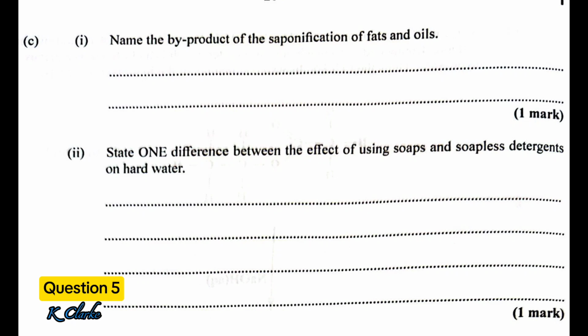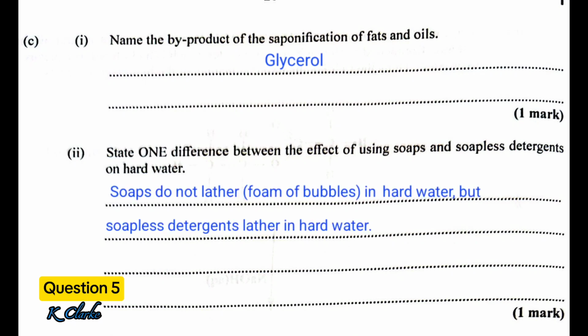See Part 1. Name the byproduct of the saponification of fats and oils. The answer is glycerol. Part 2. State one difference between the effect of using soaps and soapless detergents on hard water. Soaps do not lather, meaning foam of bubbles, in hard water, but soapless detergents lather in hard water.